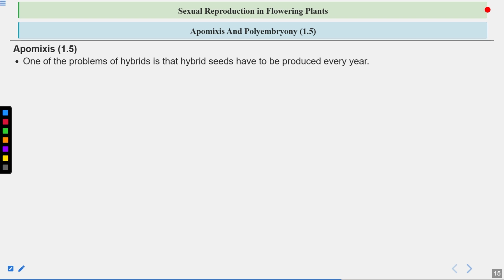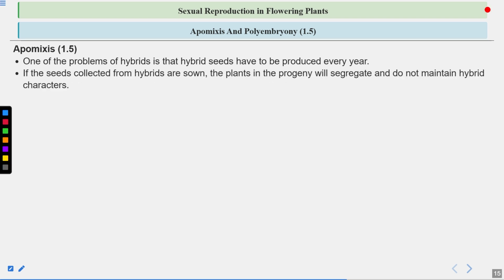Okay, so that is how you get hybrid varieties. Now, there is a problem with the hybrid variety. What is that? One of the problems of hybrid is that hybrid seeds have to be produced every year. You have to produce it every year. This is the problem.